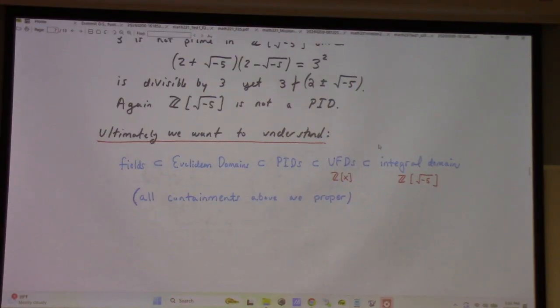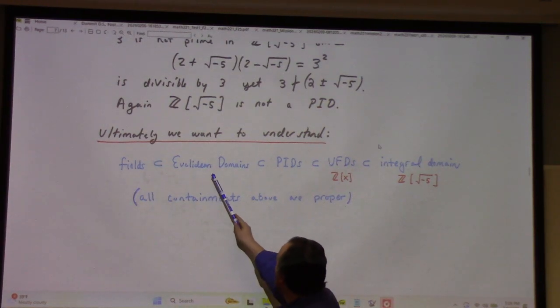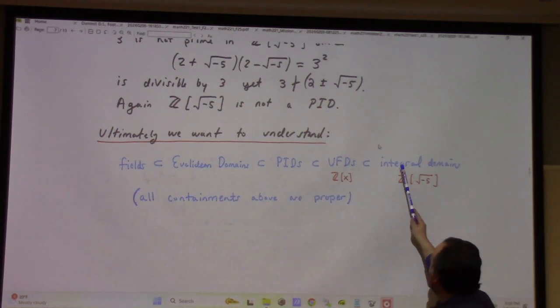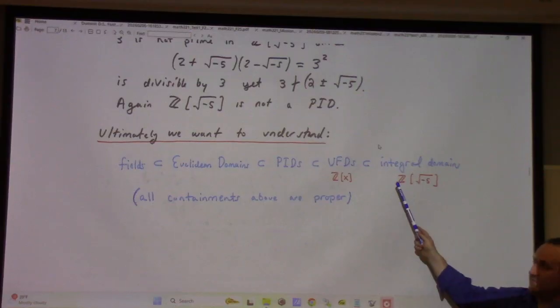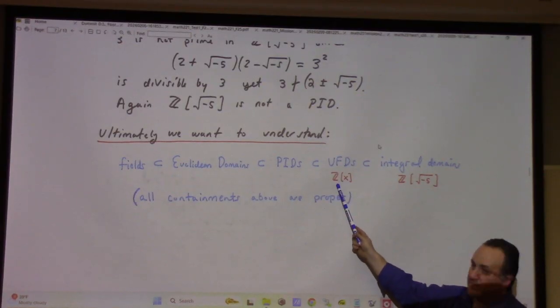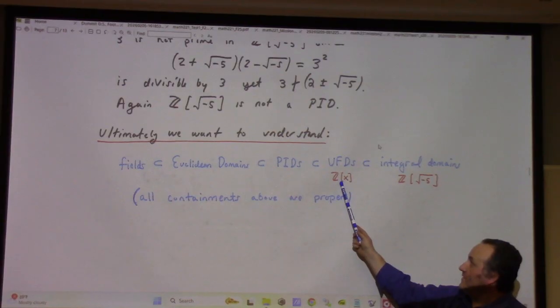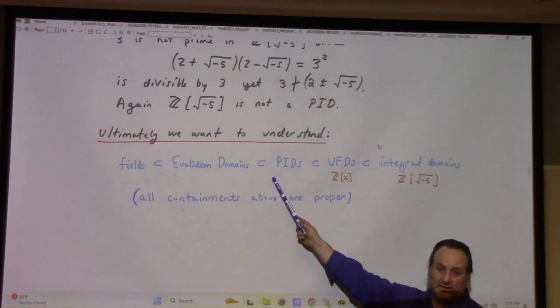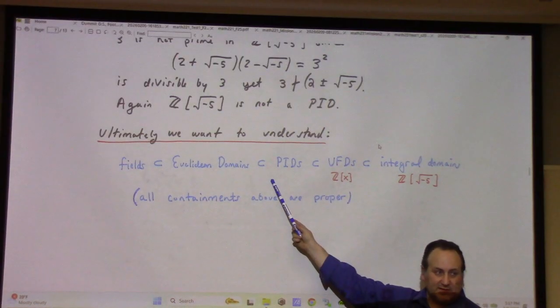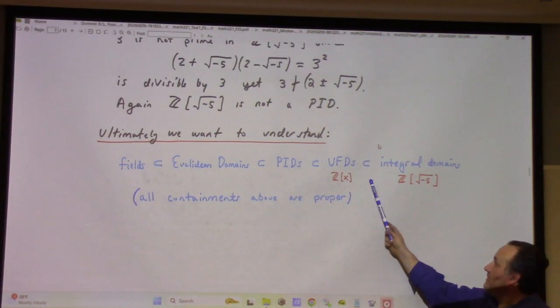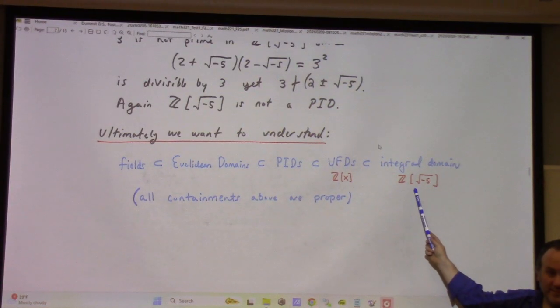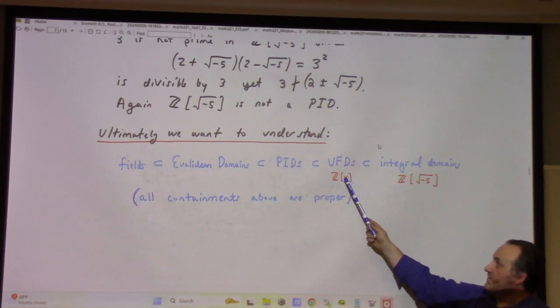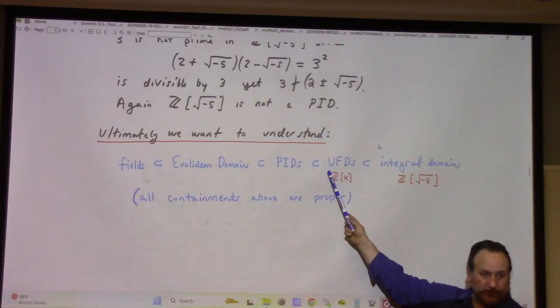Ultimately, we really want to understand the following storyline. There are fields, then there are Euclidean domains, PIDs, UFDs, and integral domains, each one properly contained in the next. So the polynomials with integer coefficients are a UFD, which is not a PID. I've explained that today in some detail, right? This right here is an integral domain. Yes, that's true. But it is not a unique factorization domain. That's what UFD is: unique factorization domain.